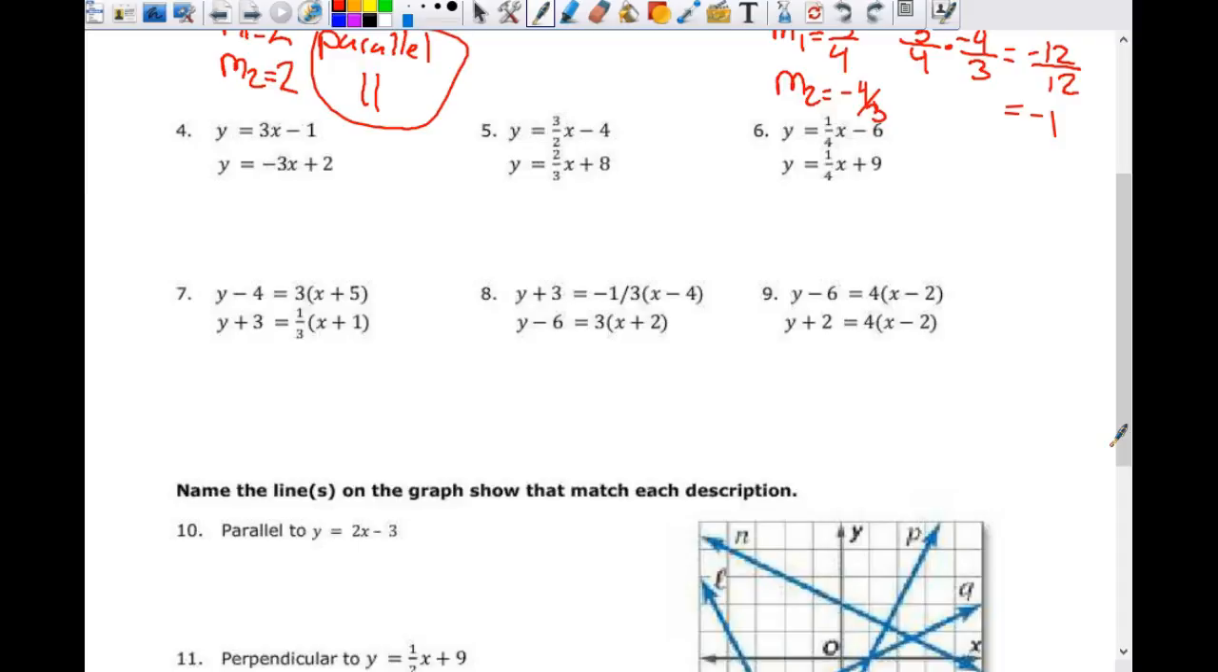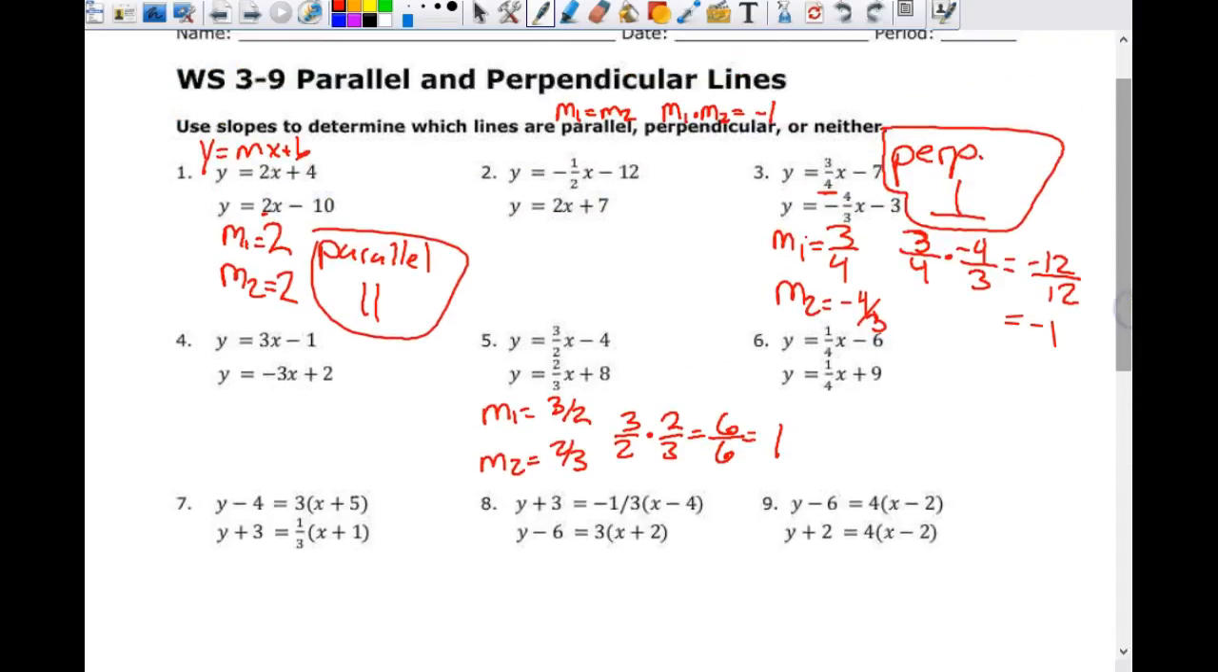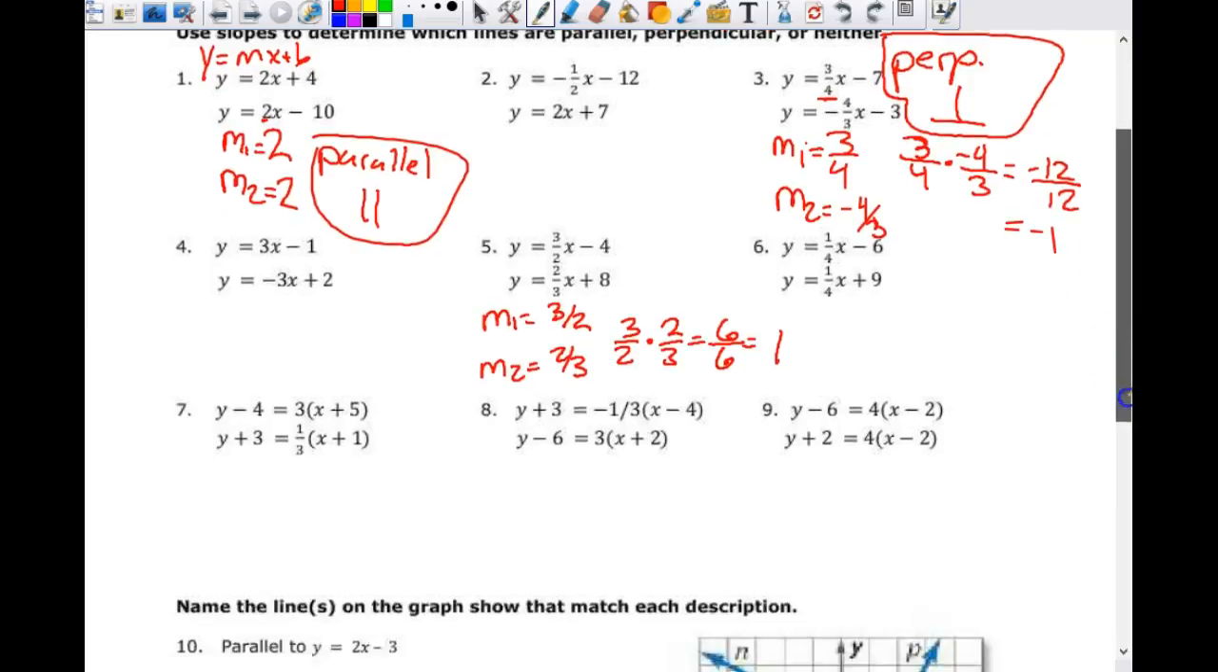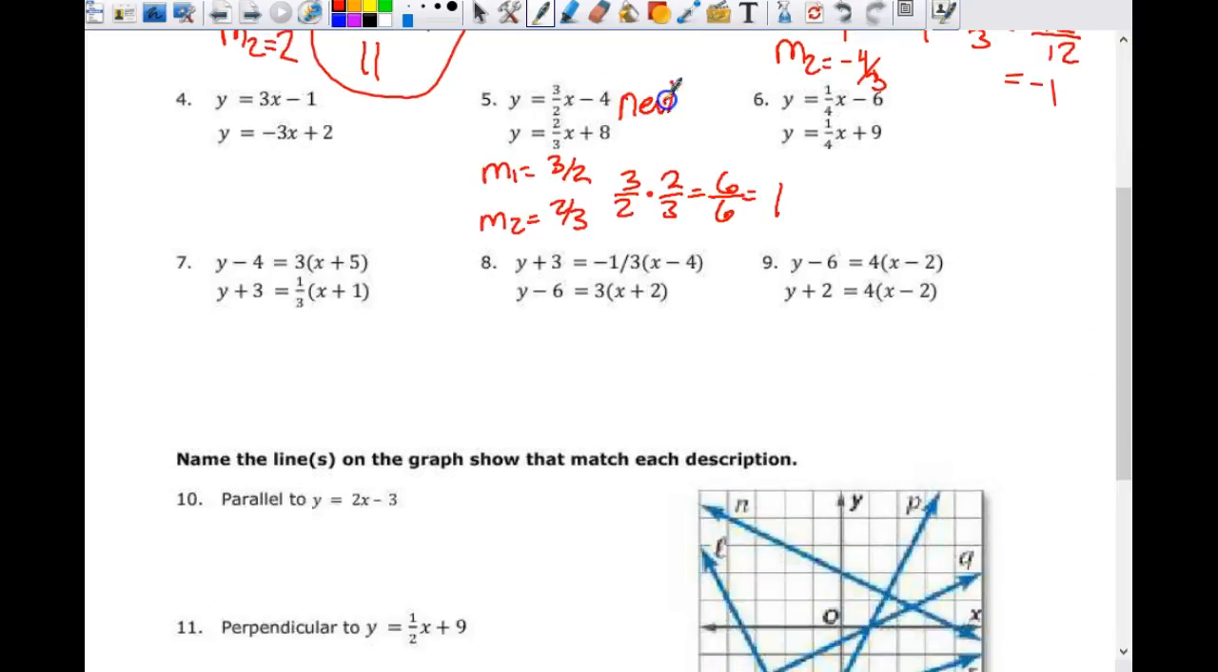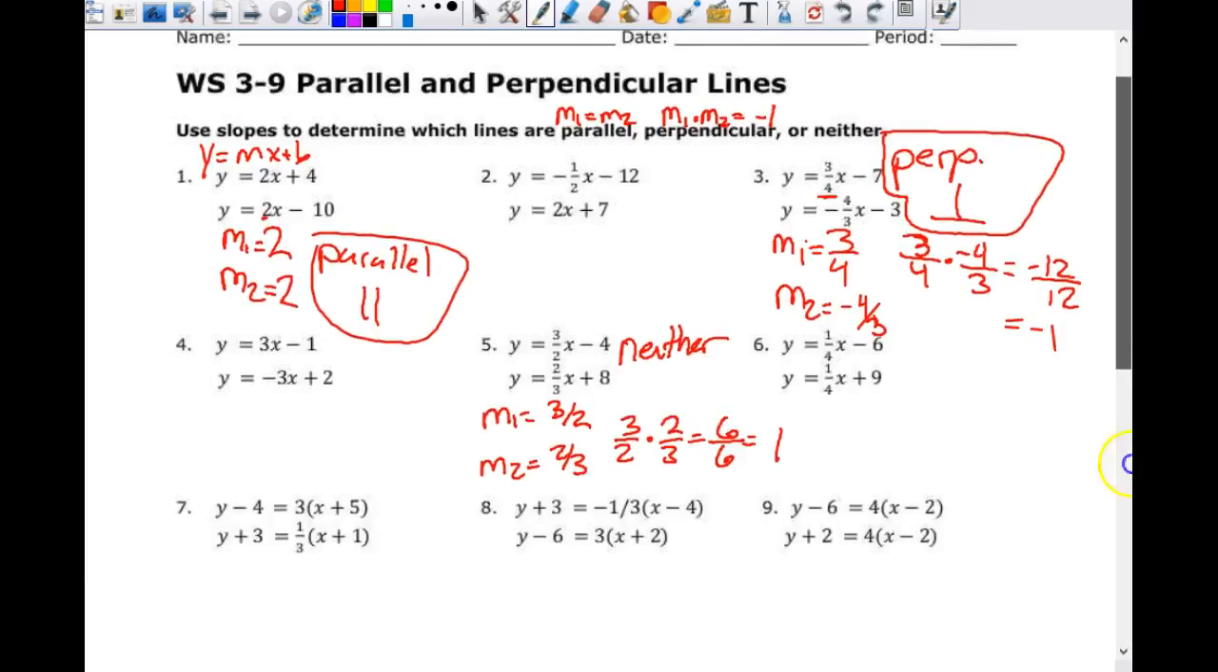All right. What's our M1 for this one? M1 is 3 over 2. What's our M2? 2 over 3. Are these two the same? No, so that means this is not parallel. Let's see if it's perpendicular by multiplying them together. 3 over 2 times 2 over 3 is 6 over 6, which is equal to 1. Is 1 the same as negative 1? No, so is this perpendicular? No. So this is going to be neither.